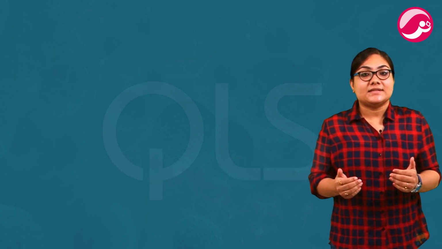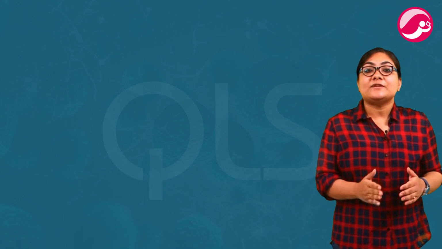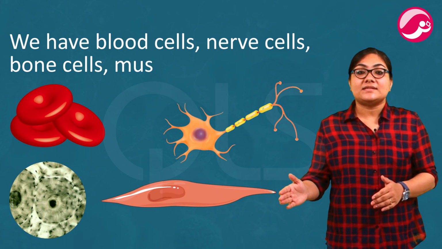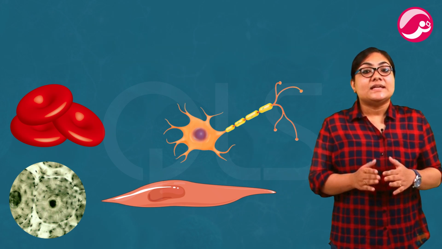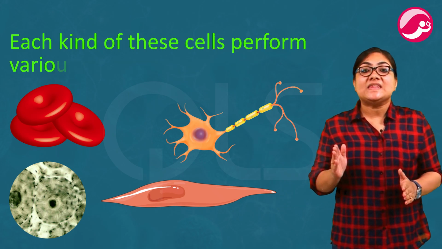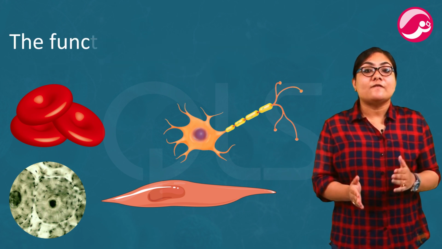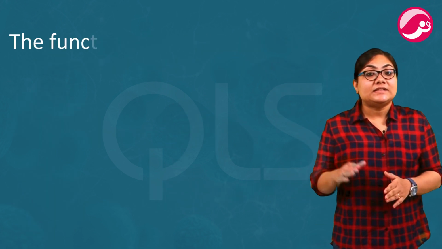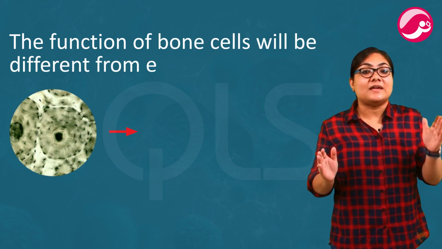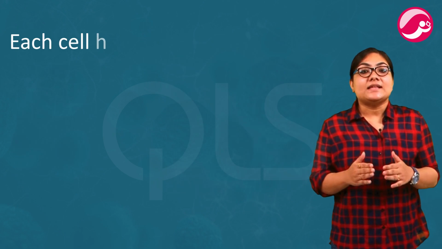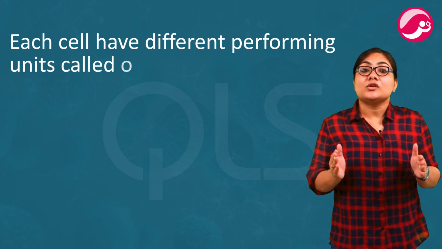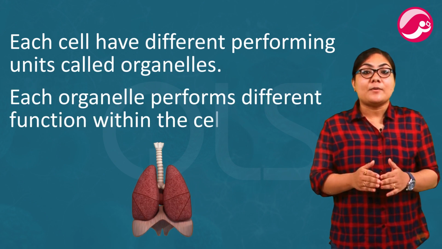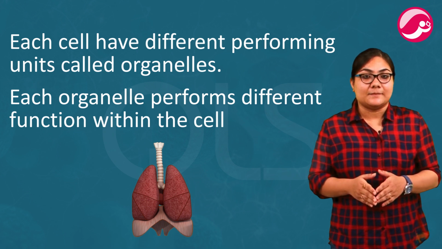This also tells us that our body is made up of many different kinds of cells. We have blood cells, nerve cells, bone cells, muscle cells, etc. Each kind of these cells performs different functions. The function of red blood cells will be different from the function of nerve cells. Similarly, the function of bone cells will be different from epithelial cells. Each cell has different performing units called organelles. Each organelle performs different functions within a cell, about which we will learn in the next lesson.